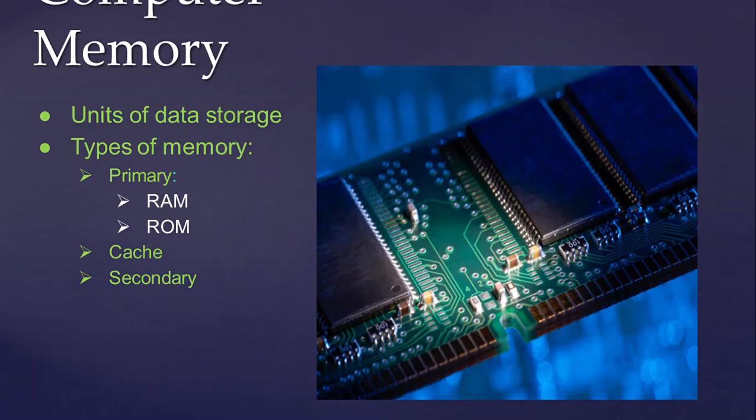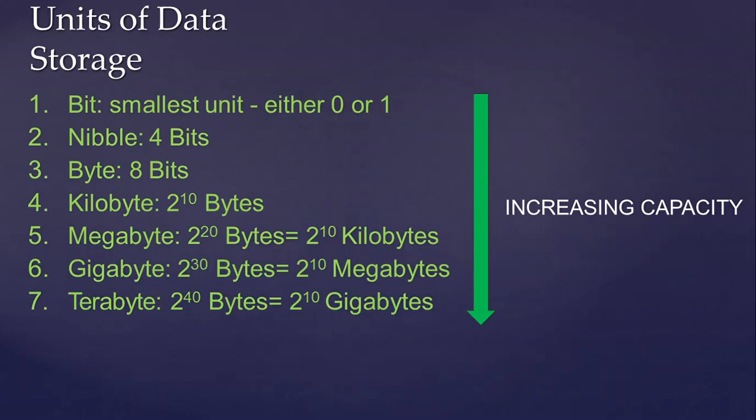Next, we have the computer memory. There are two types of memory under primary memory, RAM and ROM. RAM stands for random access memory and ROM stands for read-only memory. We also have cache and secondary memory. The units of data storage are: bit, which is the smallest unit and is binary, either 0 or 1. Nibble is 4 bits and byte is 8 bits. Then kilobyte is 2 raised to the power 10 bytes, which is 1024, MB is 2 to the power 20, Giga 2 to the power 30, Tera 2 to the power 40.